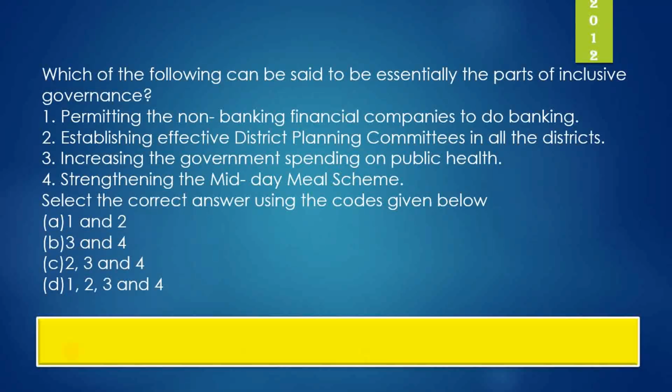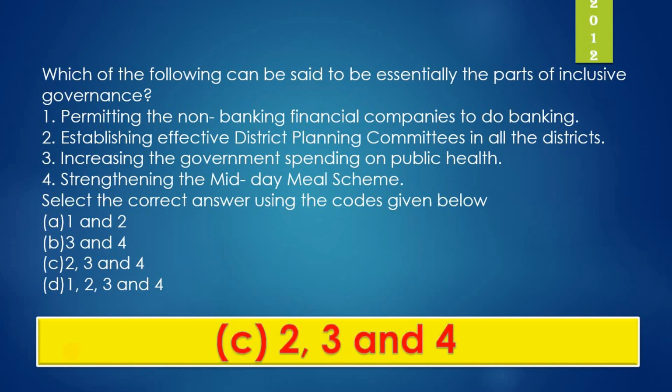Next question. Which of the following can be said to be essentially part of inclusive governance? Number 1, permitting the non-banking financial companies to do banking. Number 2, establishing effective district planning committees in all the districts. 3, increasing the government spending on public health. 4, strengthening the midday meal scheme. So of these 4, which are the correct statements? The answer is option C, that is 2, 3 and 4. As far as the first statement is concerned, it does not permit the non-banking financial companies to do banking.